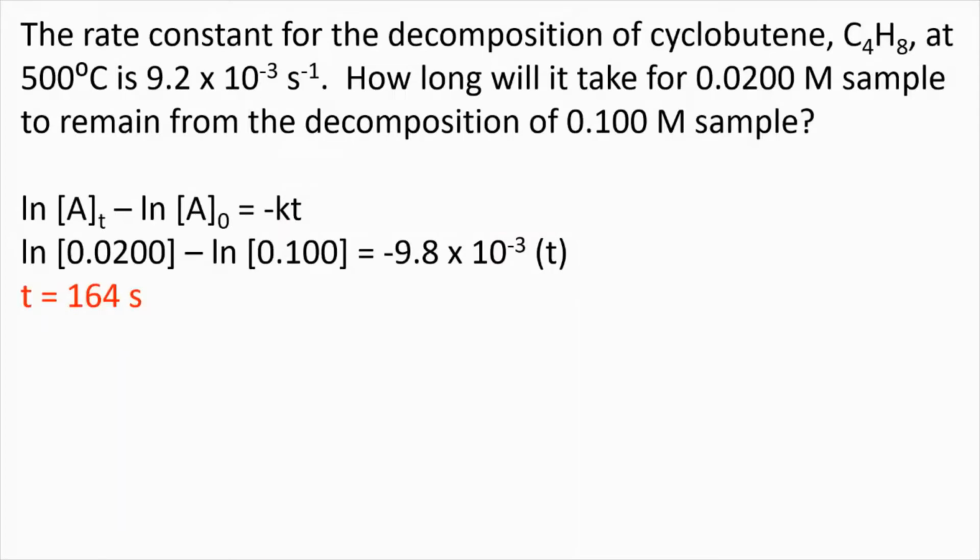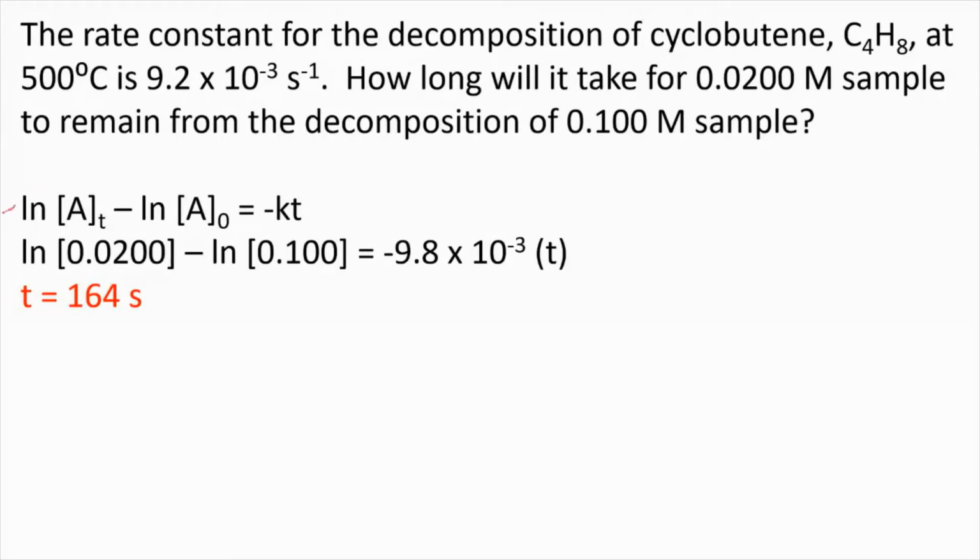So the natural log of my final concentration minus the natural log of my initial concentration equals negative kt. So let's do an example. The rate constant for the decomposition of cyclobutene, C4H8, at 500 degrees Celsius is 9.2 times 10 to the negative third seconds to the minus 1. How long will it take for a 0.02 molar sample to remain from the decomposition of a 0.1 molar sample?